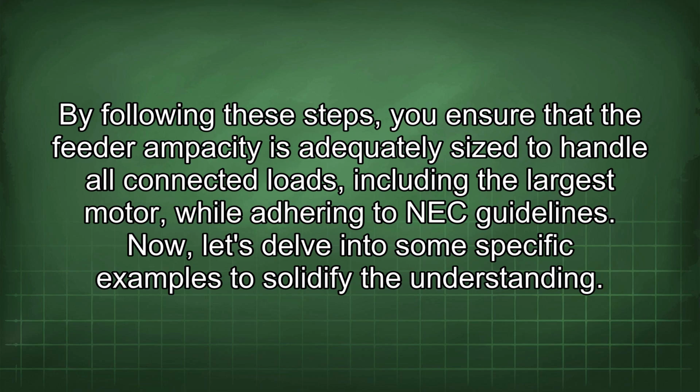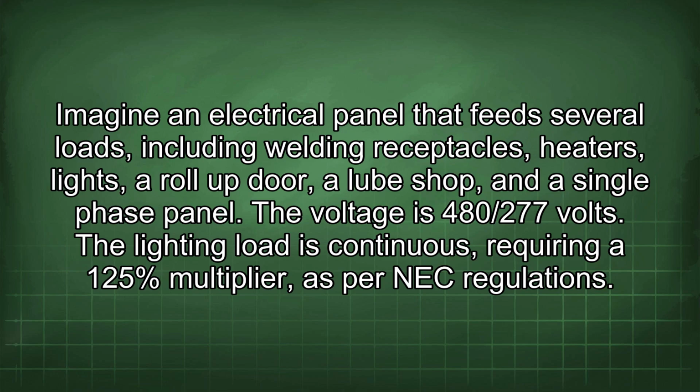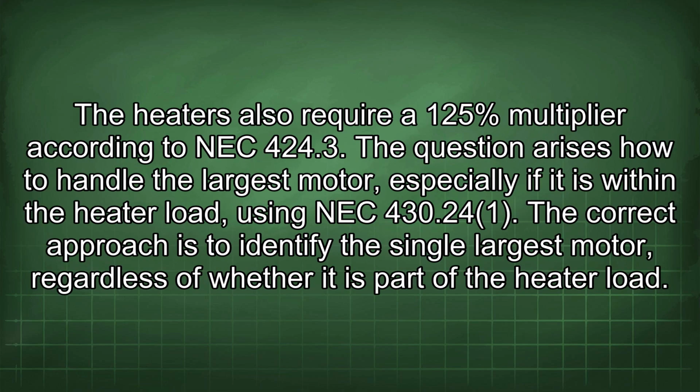Now let's delve into some specific examples to solidify the understanding. Imagine an electrical panel that feeds several loads, including welding receptacles, heaters, lights, a roll-up door, a lube shop, and a single-phase panel. The voltage is 480/277 volts. The lighting load is continuous, requiring a 125% multiplier as per NEC regulations. The heaters also require a 125% multiplier according to NEC 430.24. The question arises how to handle the largest motor, especially if it is within the heater load.